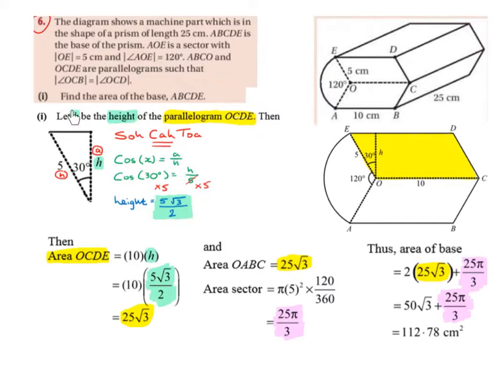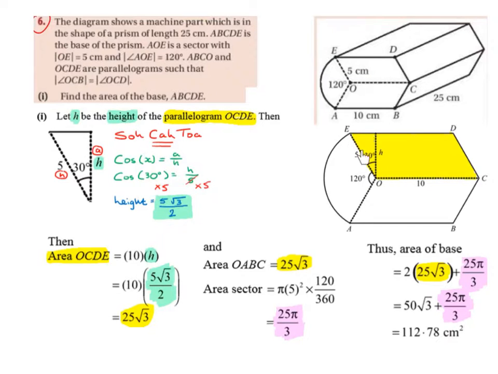So what we're going to do is let H be the height of the parallelogram OCDE. I've drawn it out separately here. So this is the parallelogram OCDE, and we're going to let H be the height. So this is the height, and we've labelled it as H. We need to find that distance because the formula to find the area of a parallelogram is the base multiplied by the perpendicular height. So we need to find that perpendicular height.